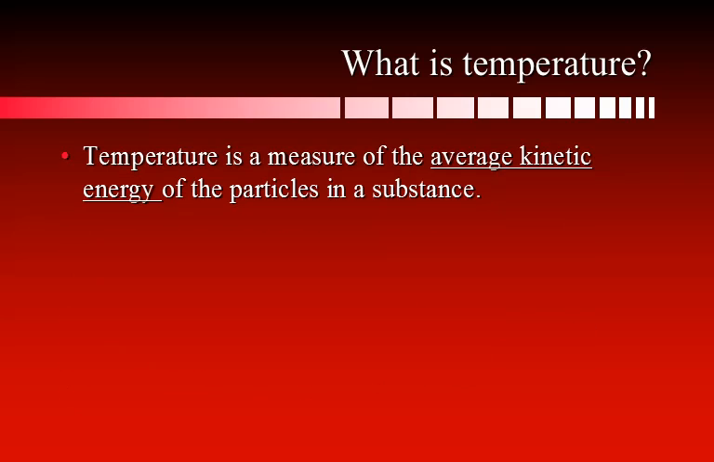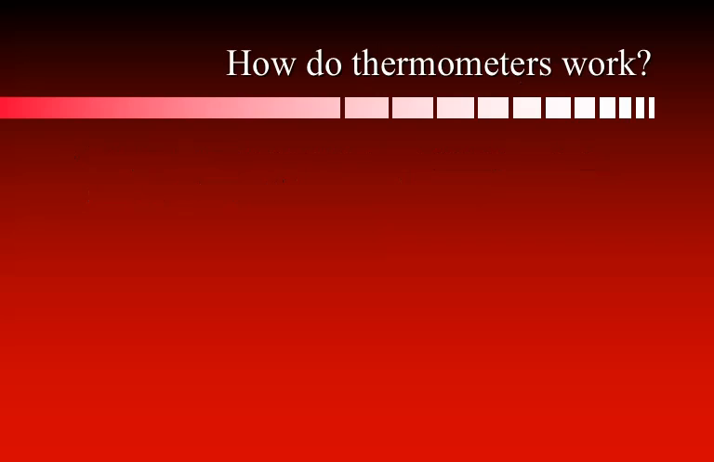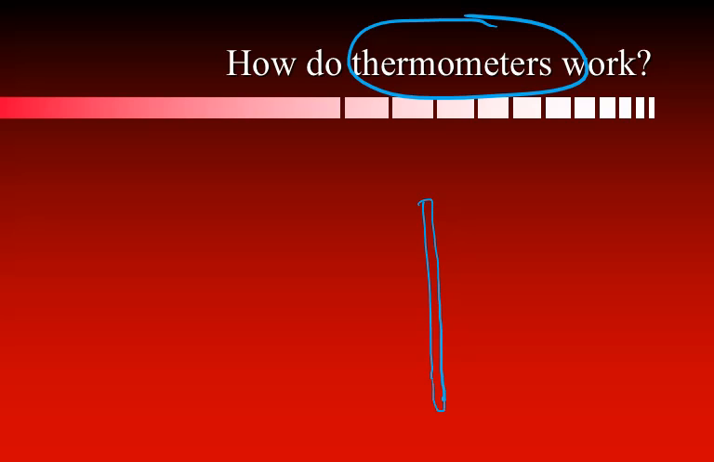So temperature itself is a measure of the average kinetic energy of the particles in a substance. And even if we think about thermometers, right? We have a tube, and then you have the liquid inside the tube, and this liquid is going to be shaking a certain amount, right? So if it heats up, it's going to be moving around more.